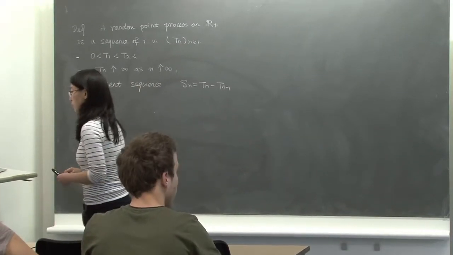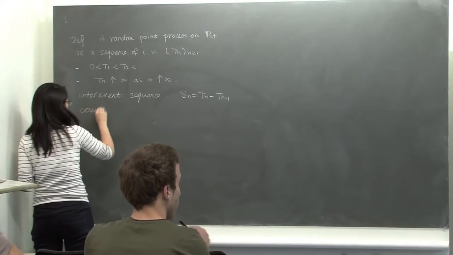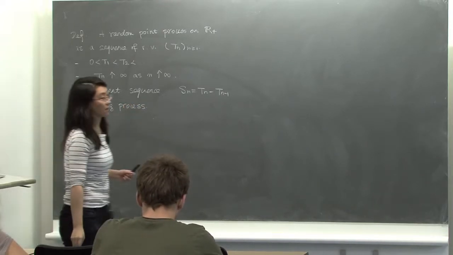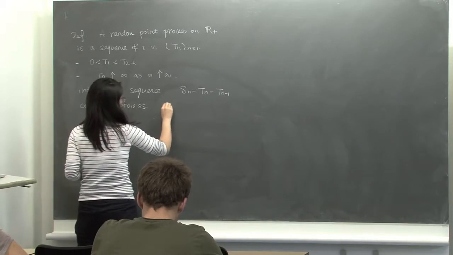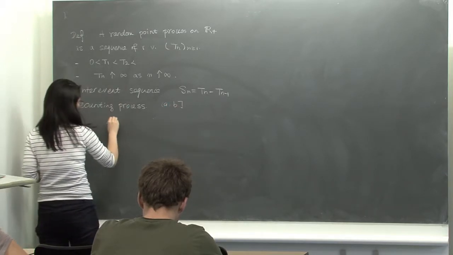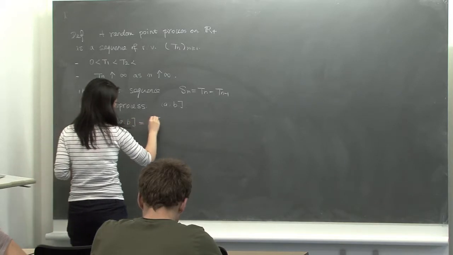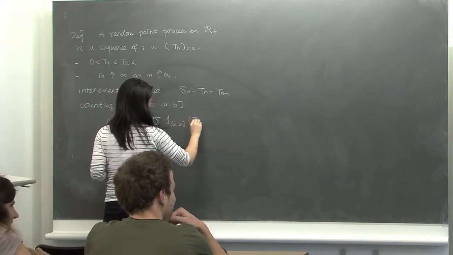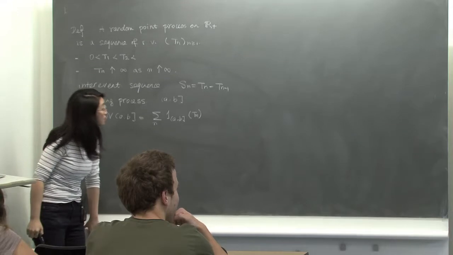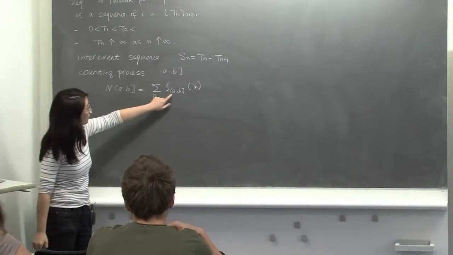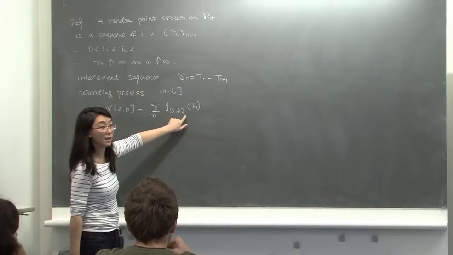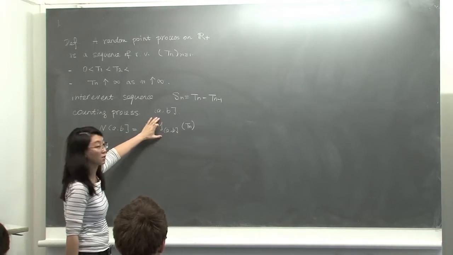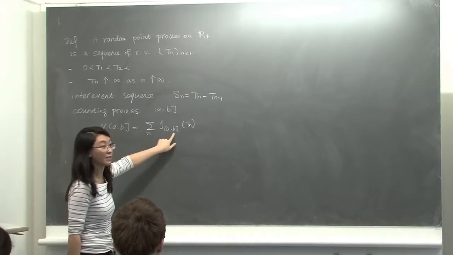The next notion is called counting process. Counting process is defined in this way. For any interval (a, b], we define N(a,b). So this is a definition for N(a,b). Roughly speaking, we're just counting how many Tn's fall into this interval a and b. So this counting process N(a,b) just counts how many customers arrive between time a and time b.